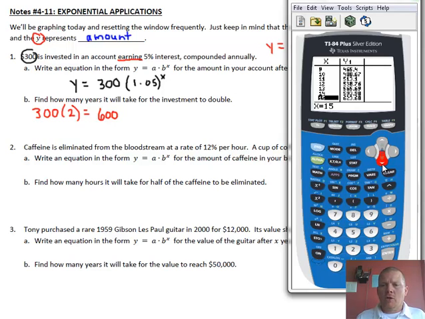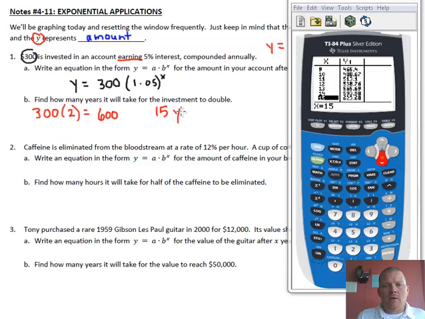Alright, so if you look, I don't have 600 exactly, but it falls in between 14 and 15 years. So I would say, between 14 and 15 years, or it's not going to be 14, so I would just use the larger of the two. Oops, not 14 minutes, but 14 years.